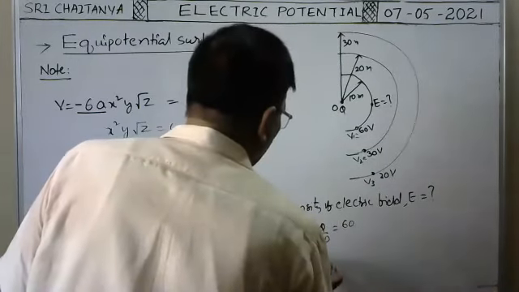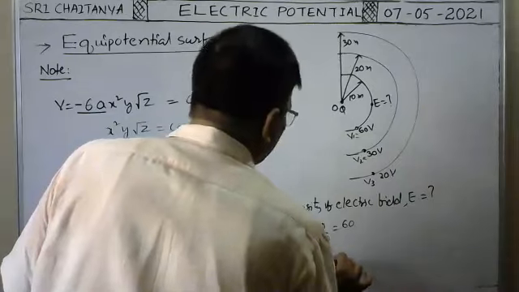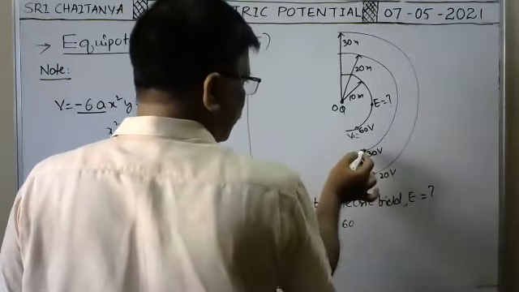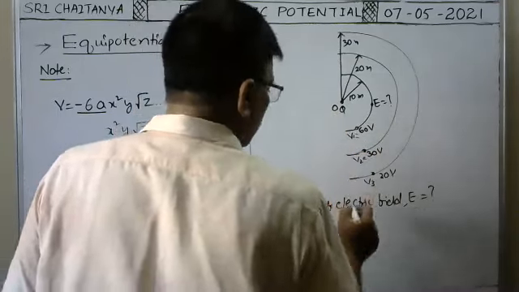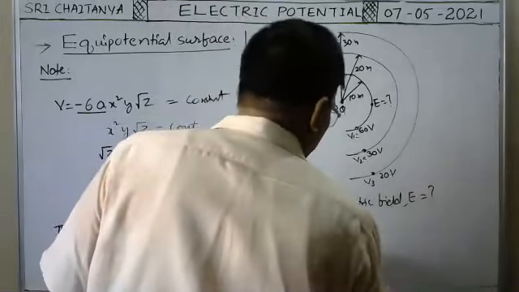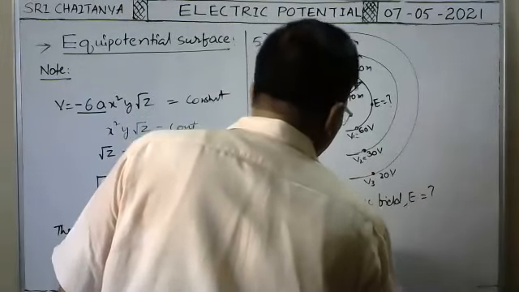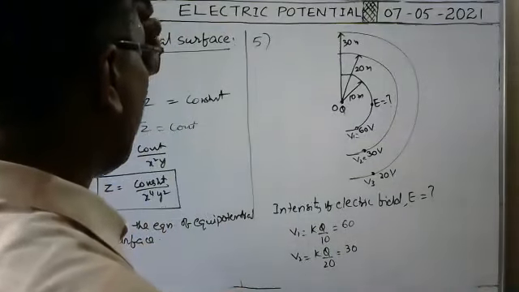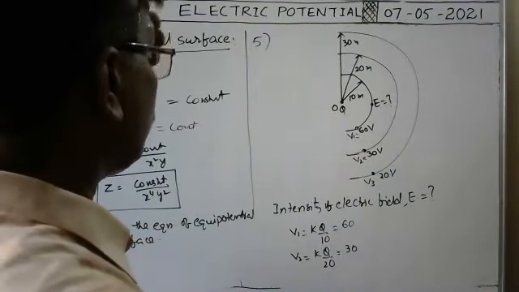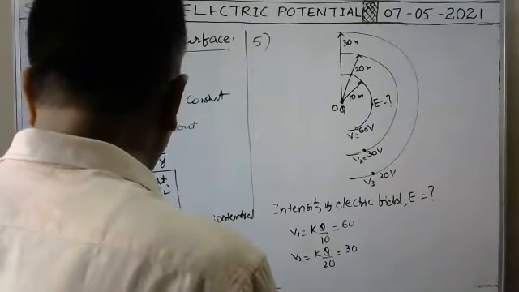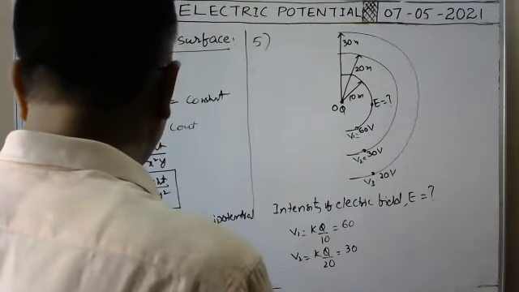Similarly, V2 is equal to K into Q by this distance. V2 is equal to 30. The radius of this equipotential surface is 20 meter. So K Q by 20 is equal to 30. From these two, we have to find KQ value. You find KQ value from this.